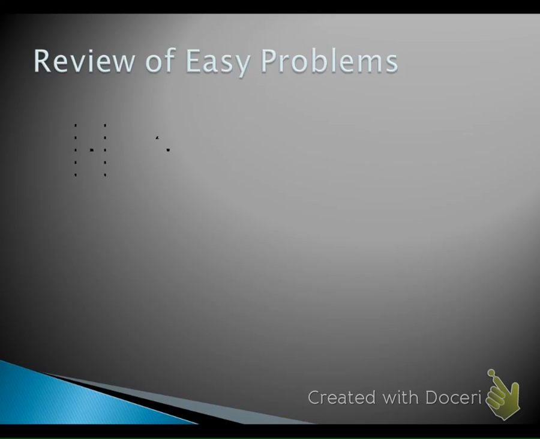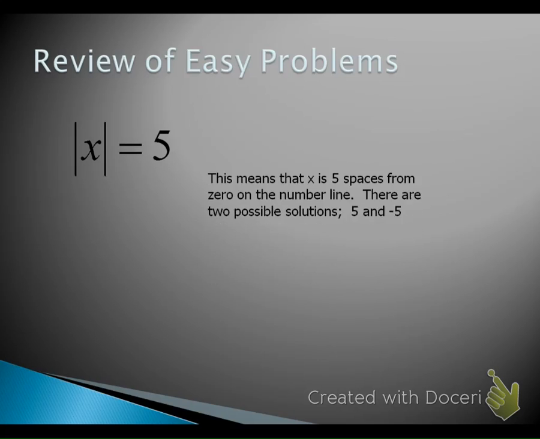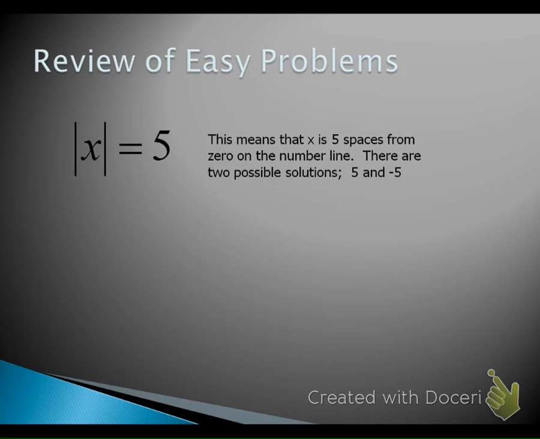Here's a review of an easy problem. So I'm saying the absolute value of x equals 5. So that's saying x is 5 spaces away from 0 on the number line. What are the two numbers that are 5 spaces away from 0? 5 and -5. So those are our solutions here. Any questions on that idea?